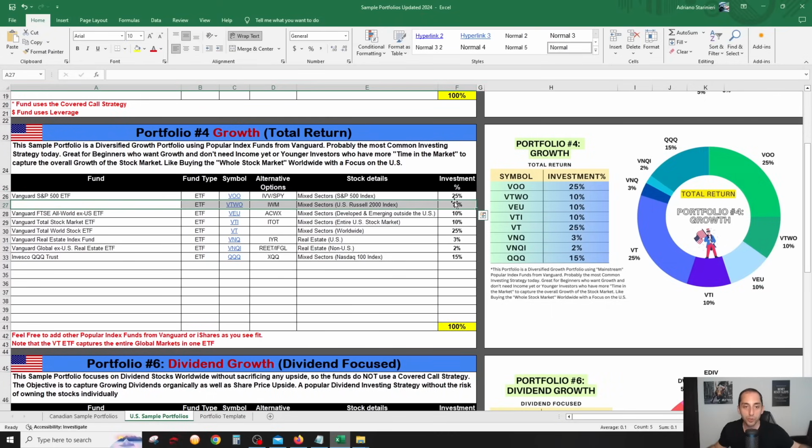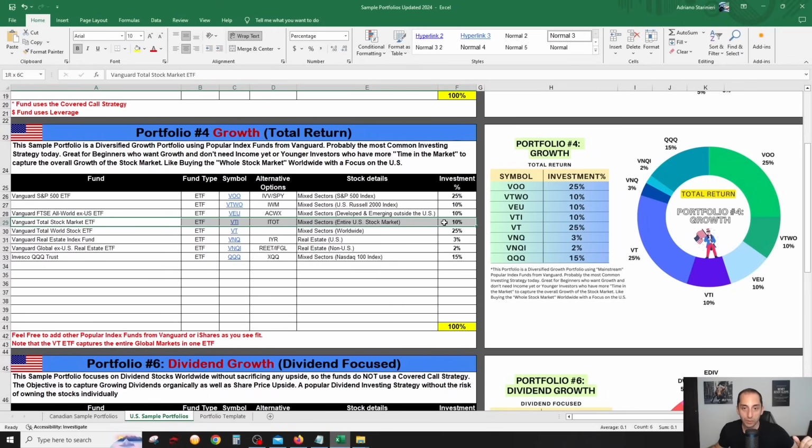10% in VTWO, which is the Russell 2000 index from Vanguard. Capture a little bit of the small cap segment of the US market. You have VEU, which is developed and emerging markets outside of US. So this will give you access to some of the best stocks outside of the US.